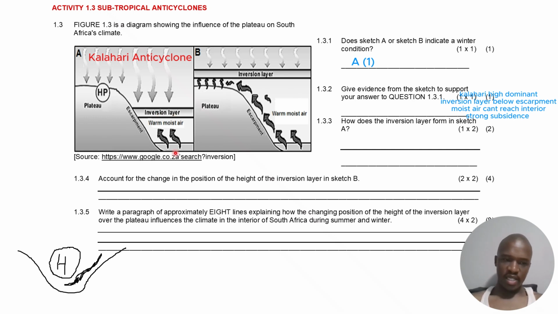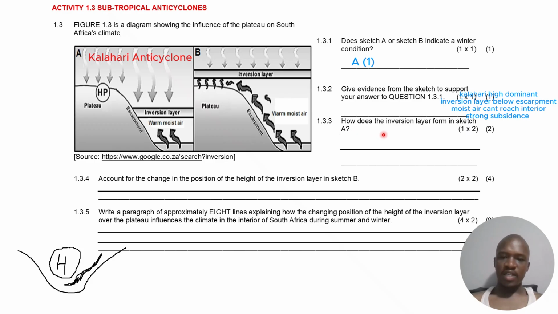Those are the reasons why it is winter. Kalahari high is dominant. Inversion layer is below the escarpment. Moist air from the ocean cannot reach the interior, which means obviously there's going to be dry conditions over the interior. Okay, let's go to 1.3.3.